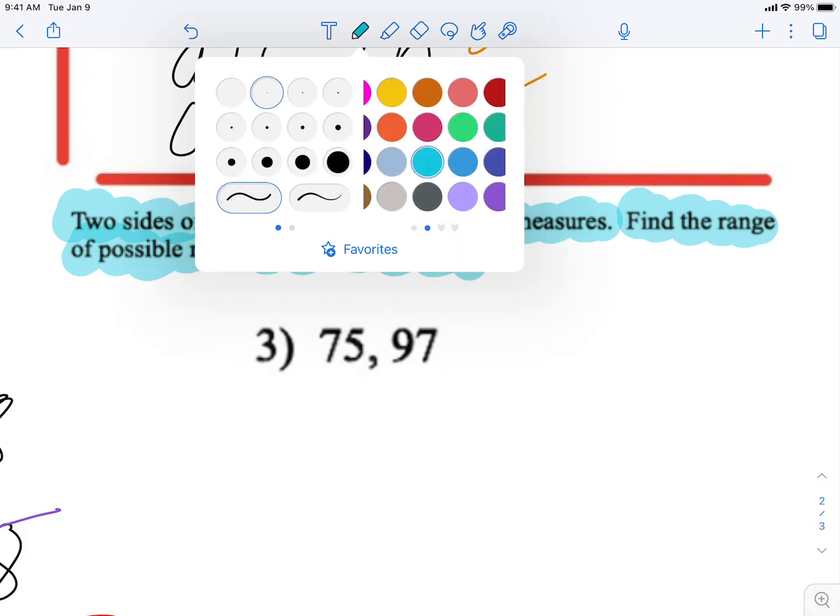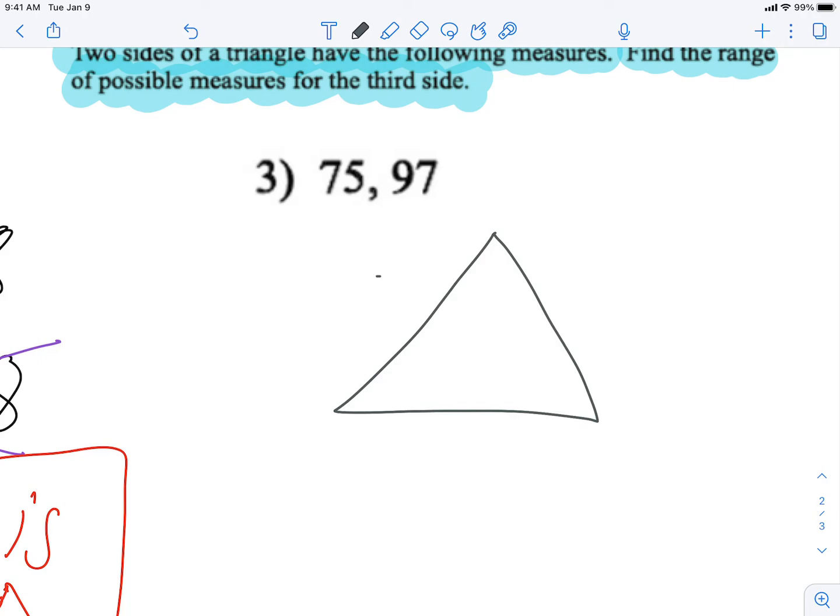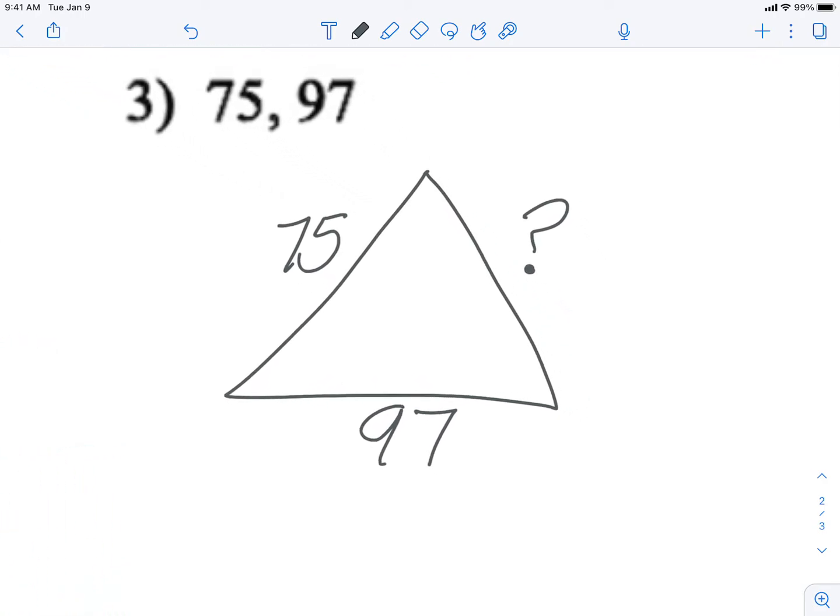So the first thing we're going to do is draw a triangle. Right? We're going to draw a triangle and we're going to say 75 and we're going to say 97 and we're going to say, what can this possibly be? Right? What can this possibly be? It can't only be just one number. It can be a variety of numbers. But which numbers can it be, though? I'm going to show you how we found out.